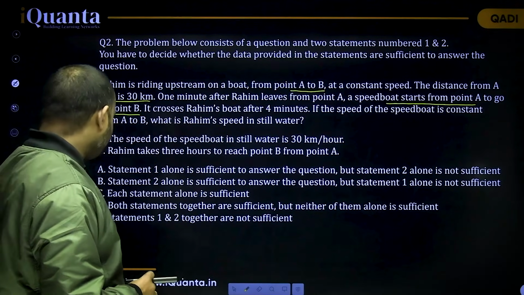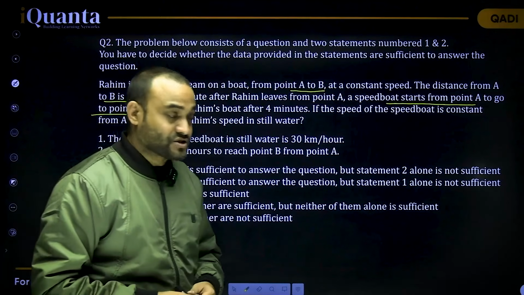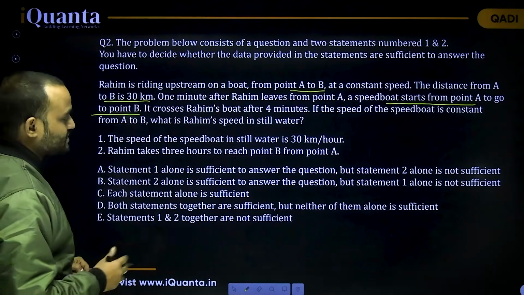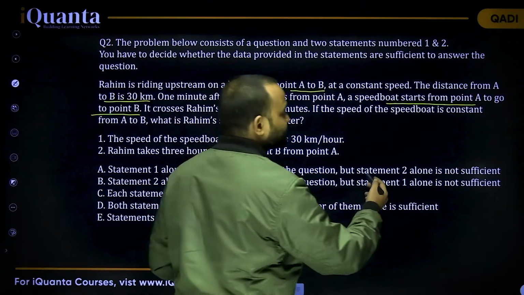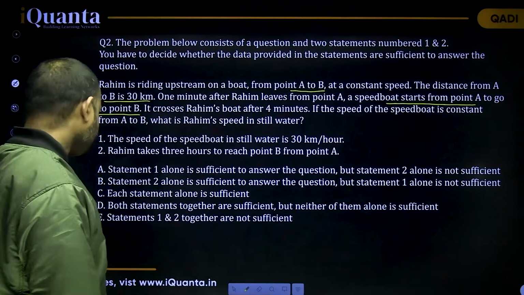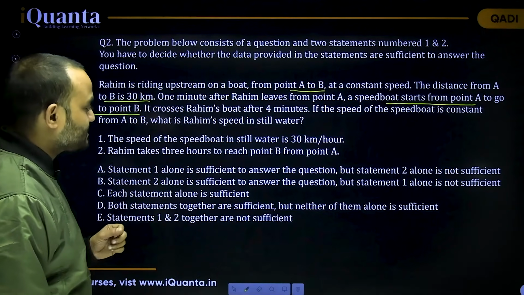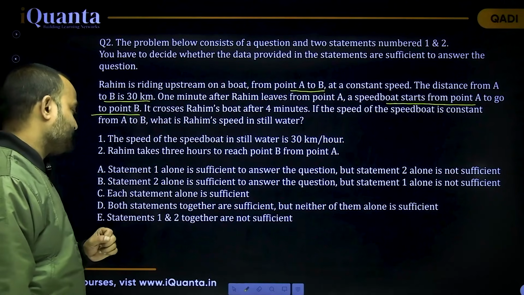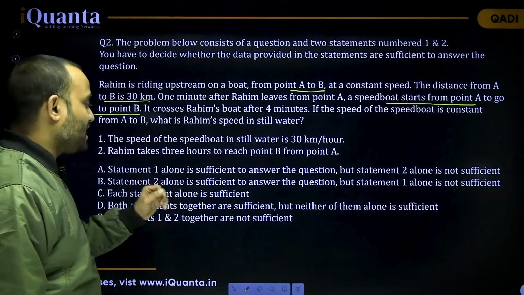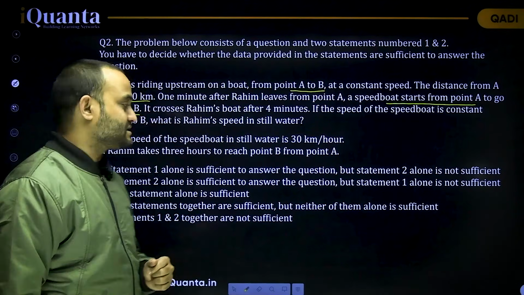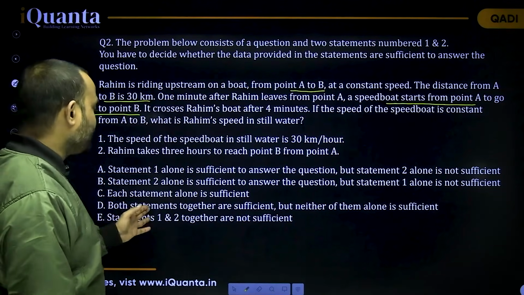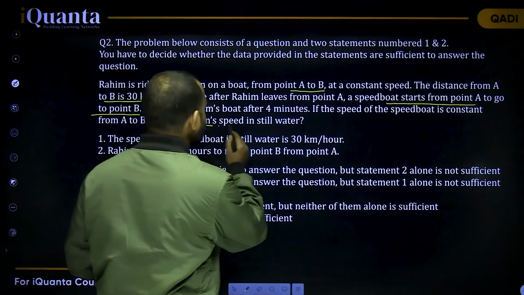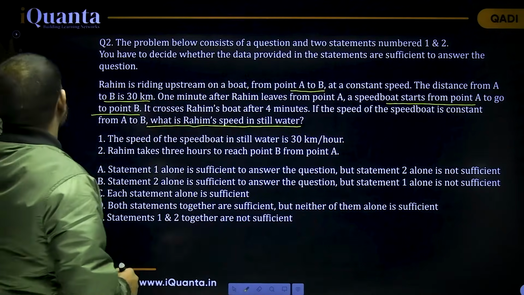Okay. And the options in these types of data sufficiency questions in XAT are always the same. Option A is statement 1 alone is sufficient to answer the question, but statement 2 alone is not sufficient. Statement 2 alone is sufficient to answer the question, but statement 1 alone is not sufficient. Each statement alone is sufficient. Both statements together are sufficient, but neither of them alone is sufficient. Statements 1 and 2 together are not sufficient. So remember, the question is, what is Rahim's speed in still water? So let's try to solve it here.